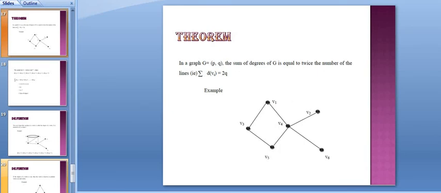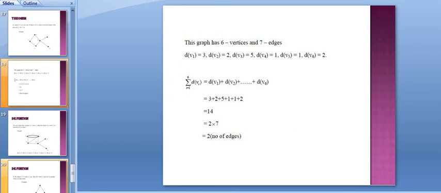This is called the fundamental theorem in graph theory. In a graph G equal to (p, q), the sum of degrees of each vertex of G is equal to twice the number of lines. That is, sigma d(vi) is equal to 2q. In this graph, it has 6 vertices and 7 edges. Degree of v1 is 3 and degree of v2 is 2, degree of v3 is 5, degree of v4 is 1, degree of v5 is 1 and degree of v6 is 2.